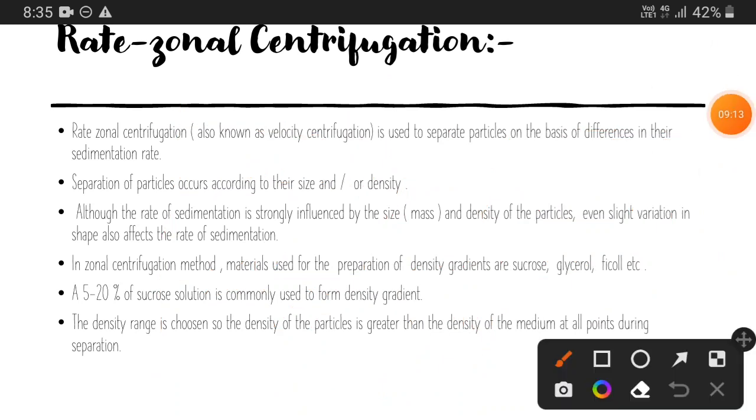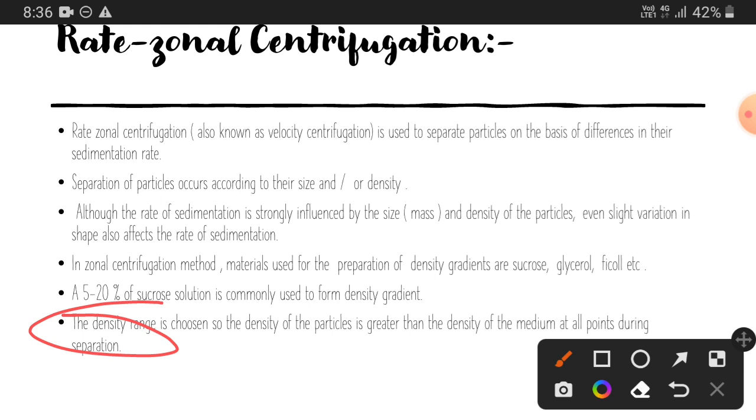And now the question is, why is the density range mentioned? Because we have to prepare our gradient in such a way that the gradient's density should not be higher than the density of the particle at any point of separation, okay? Otherwise the particle will not centrifuge, because we discussed in our very first video that if the particle's density is lower than the medium's density, then it will not sink, instead it will float due to the presence of random thermal motion, and in that case the sedimentation of that particle will be very difficult.